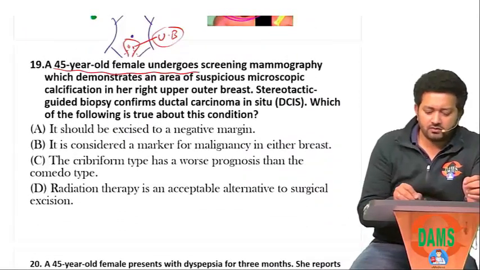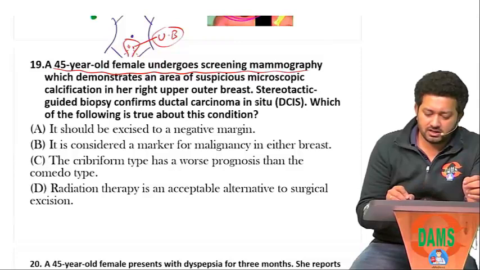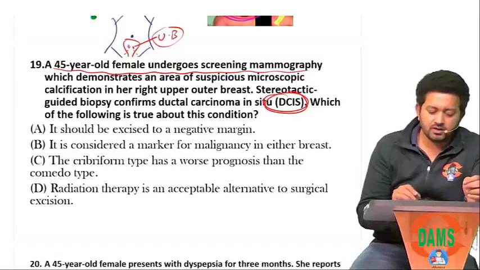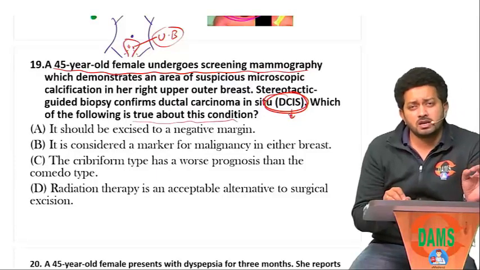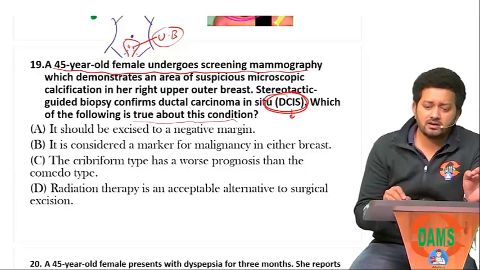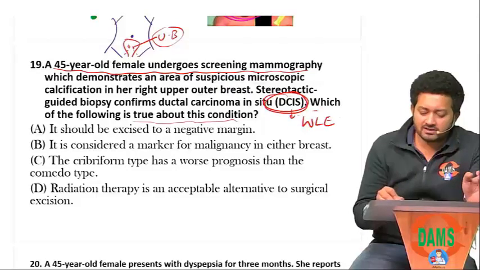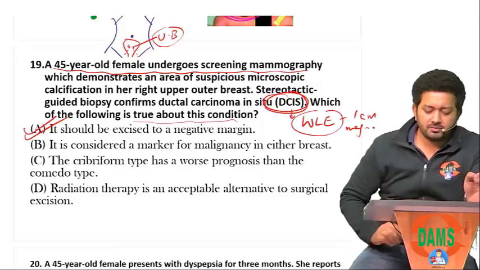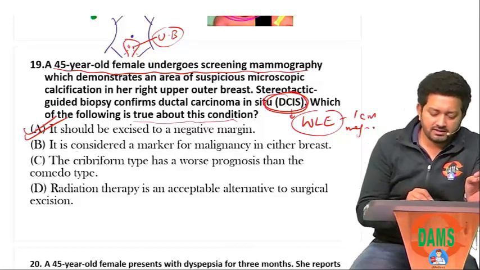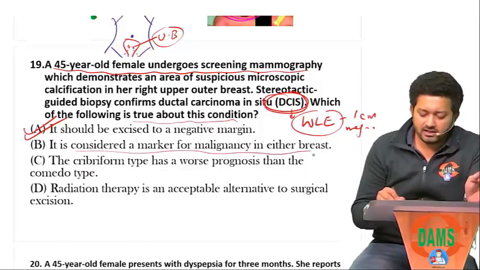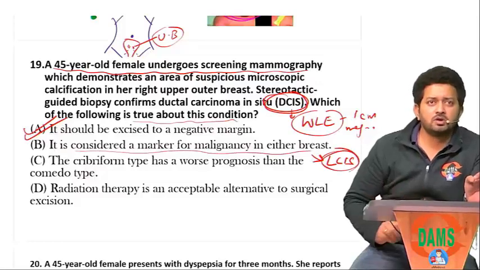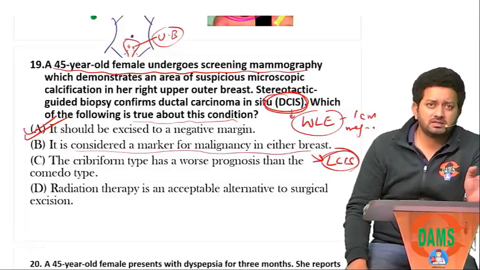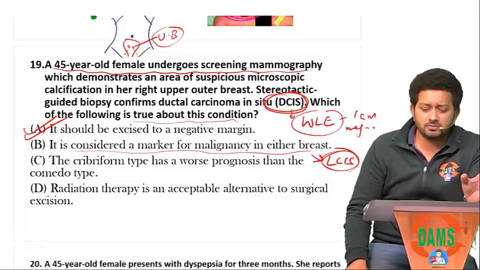Next question, a 45-year-old female, screening mammography demonstrates ductal carcinoma in situ. Which of the following is true about this condition? Ductal carcinoma in situ needs to be excised. It is a cancer and we should do a wide local excision taking at least 1 centimeter margin. So it should be excised to a negative margin. It is considered as a malignancy in either breast. This statement is good for lobular carcinoma in situ. Lobular carcinoma in situ is considered as a marker for malignancy in either breast.